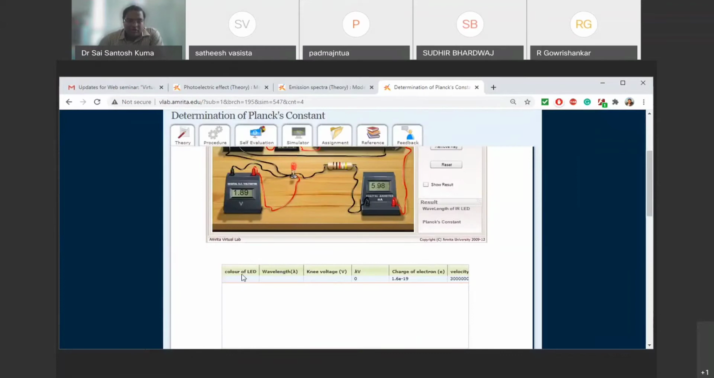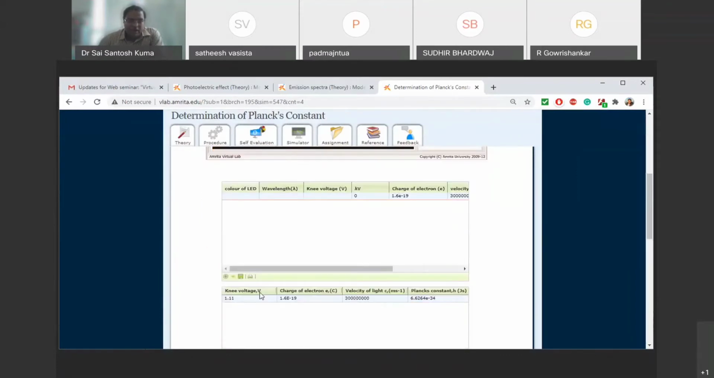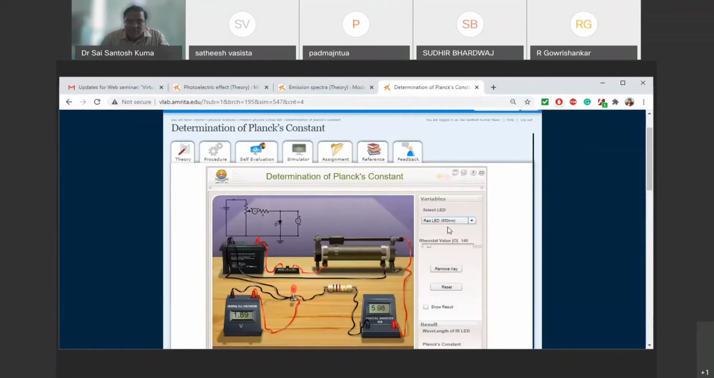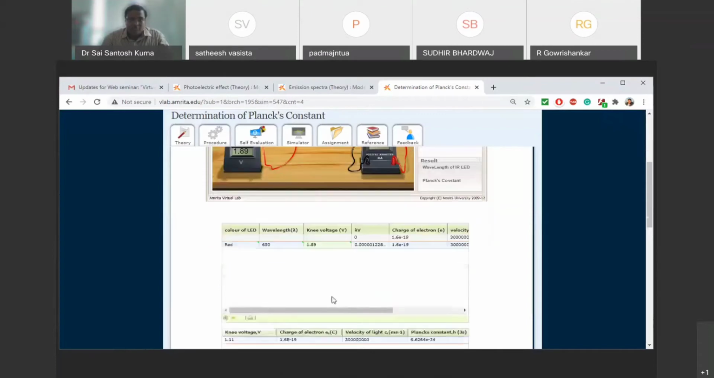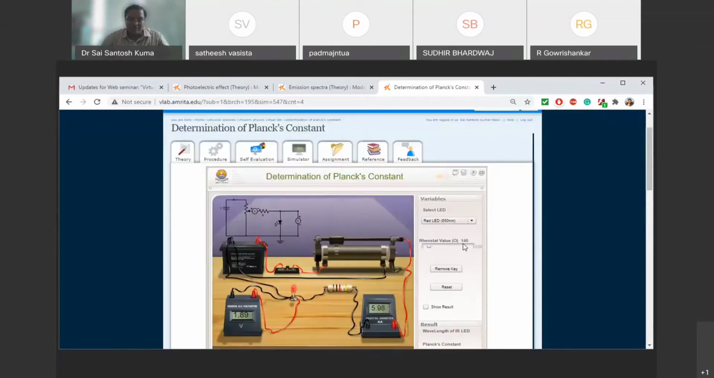If I come down, I have the option of adding, so you see this plus, I can create my own table here. I say it is red. The wavelength is 650 nanometers. The knee voltage is 1.89 volts. Automatically it does the calculation and gives you 6.552 times 10 power minus 34 as Planck's constant. I would just do the same thing for the next color.